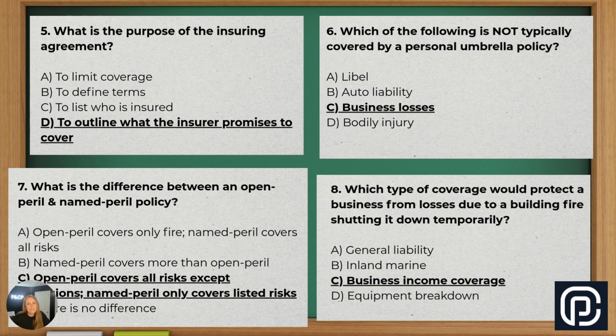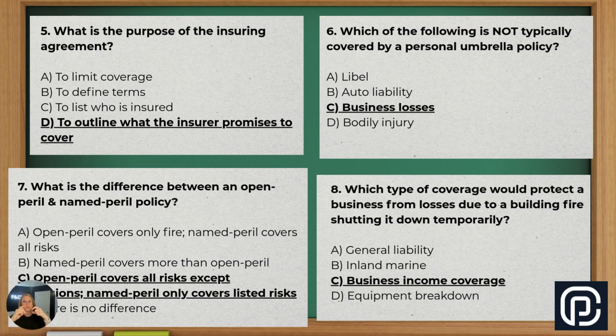All right, question number 5. What is the purpose of the insuring agreement? This one is D, to outline what the insurer promises to cover. So now we're going through the sections of the policy, right? We started with declarations. Next is insuring agreement, right? The whole acronym there is DICE, right? Declarations, insuring agreement, conditions, and exclusions. So declarations, we did that with question 1, right? That's your who, what, when, where, and how much.